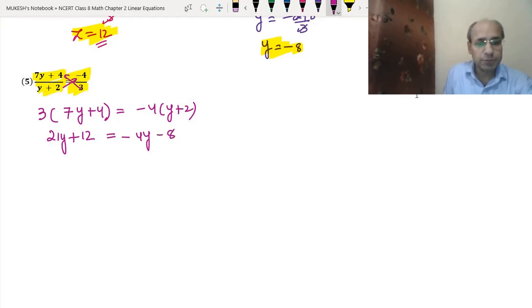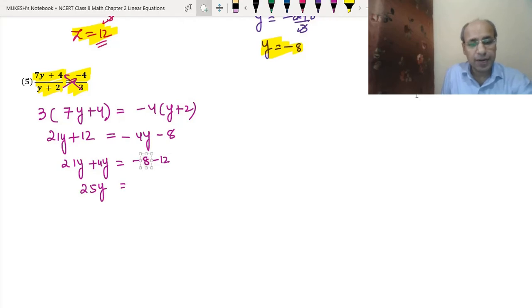So now we will take this minus 4y to the left hand side, so it will become 21y plus 4y, and we will take 12 to the other side, it will become minus 12, so minus 8 minus 12. 21 plus 4 is 25, so we write 25y equals minus 8 minus 12. Since both numbers have the same sign, they will be added, so we will write 20 and the sign will become negative. So now we will take 25 to the other side, it will divide.